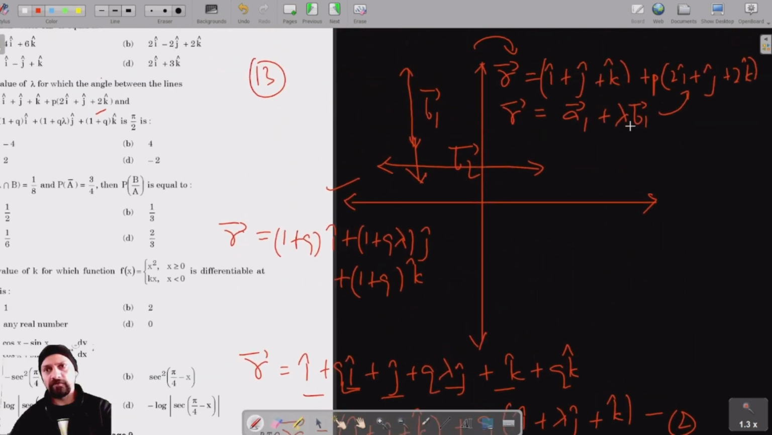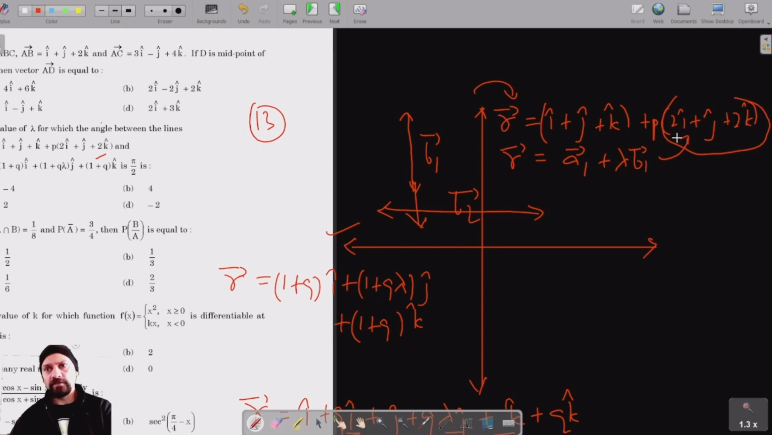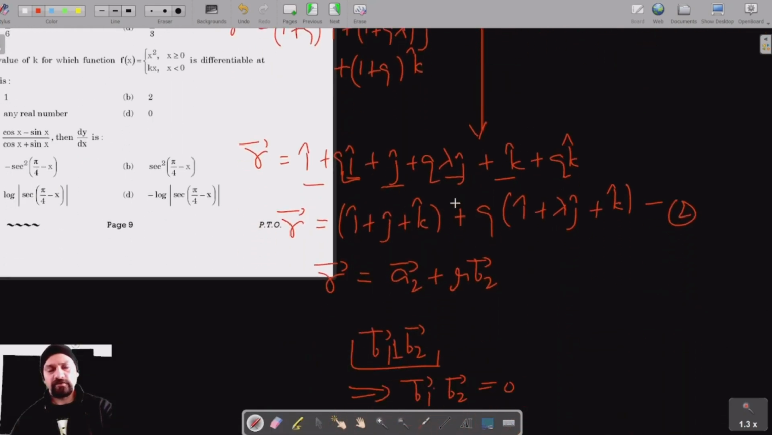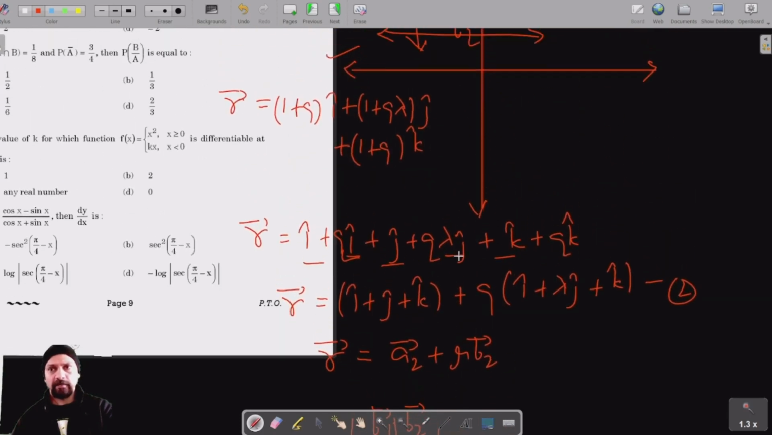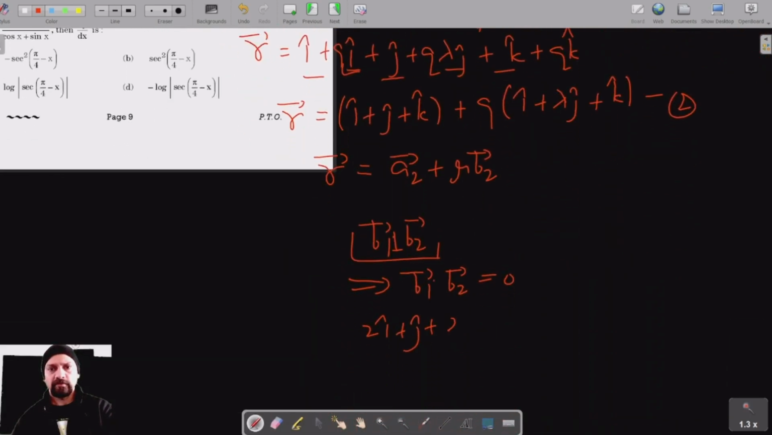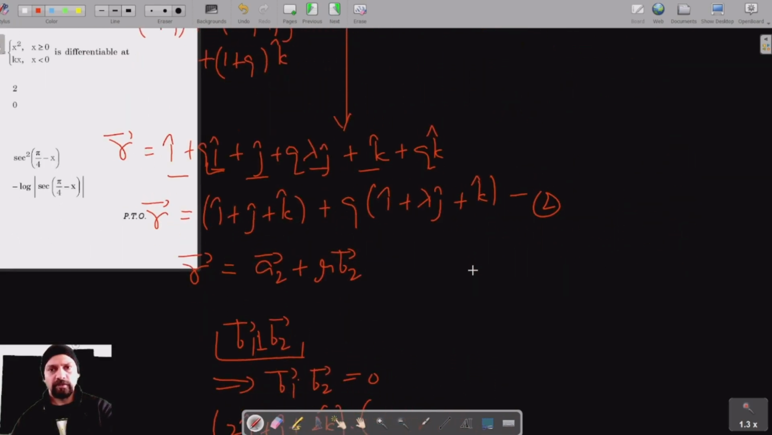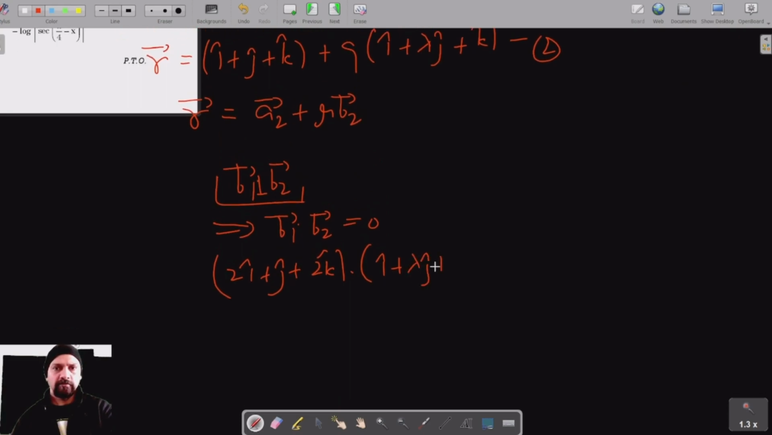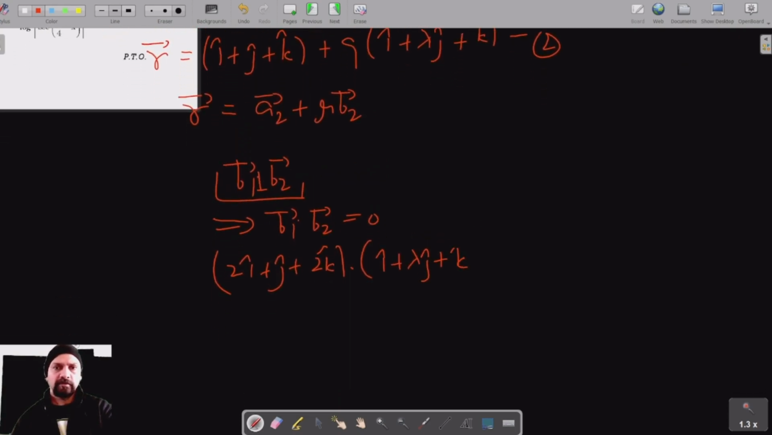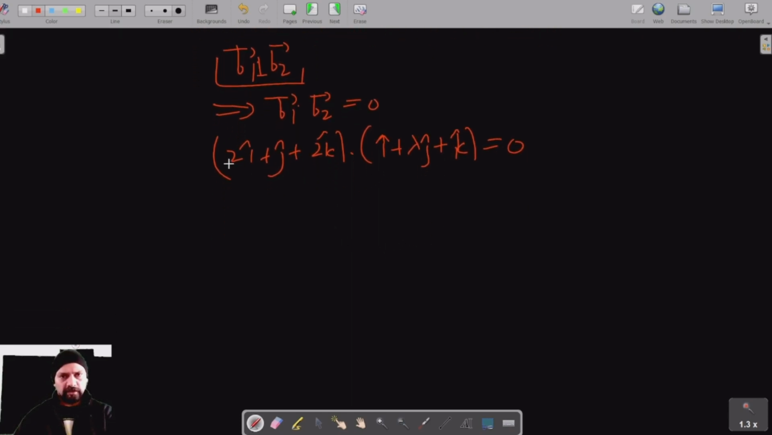So b1 is 2i cap plus j cap plus 2j cap, dot product with b2. b2 is i cap plus lambda into j cap plus k cap, and this is equal to 0. Okay, now let's try to get the dot product.